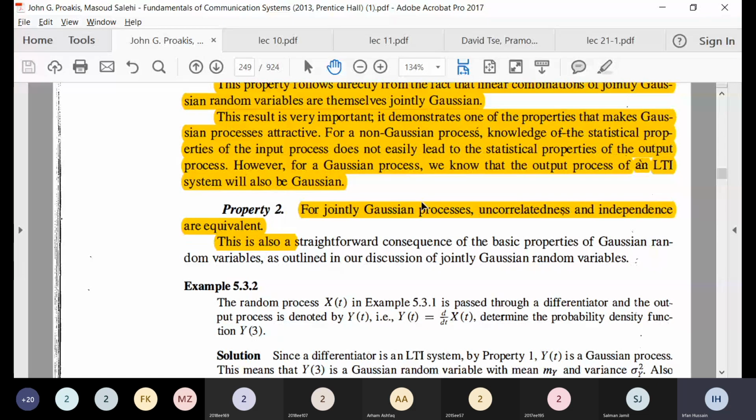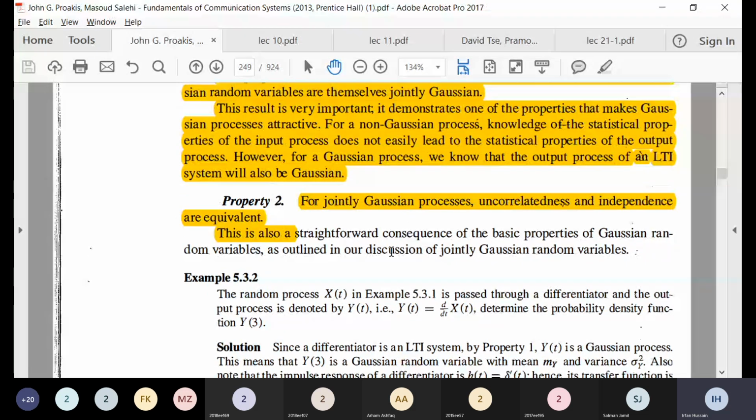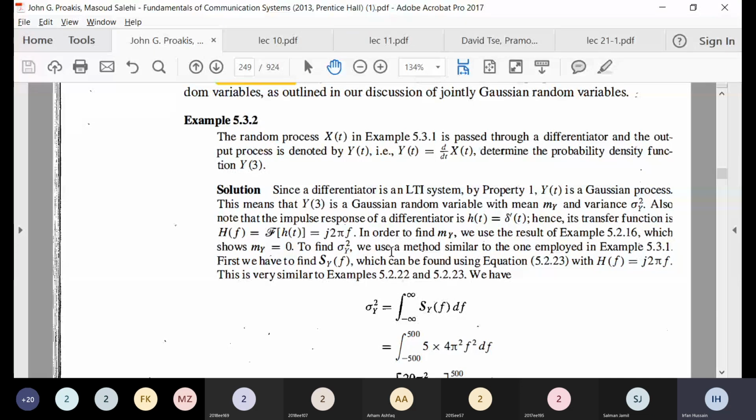Again, we saw that for jointly Gaussian variables, uncorrelated means independent. This we saw also earlier for Gaussian random variables. The same carries over to a Gaussian process. So again, we have the example.